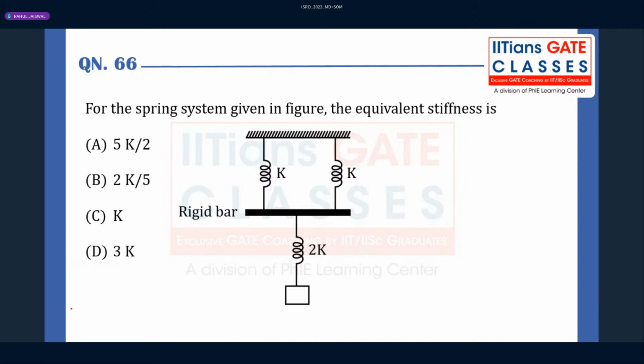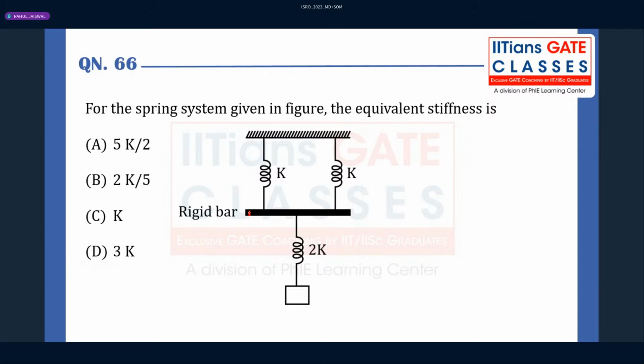Now, again, try to see for the spring system shown in the figure, what will be the equivalent stiffness. It's a very easy question. It's straightforward. Try to solve it. Very, very easy and very straightforward.